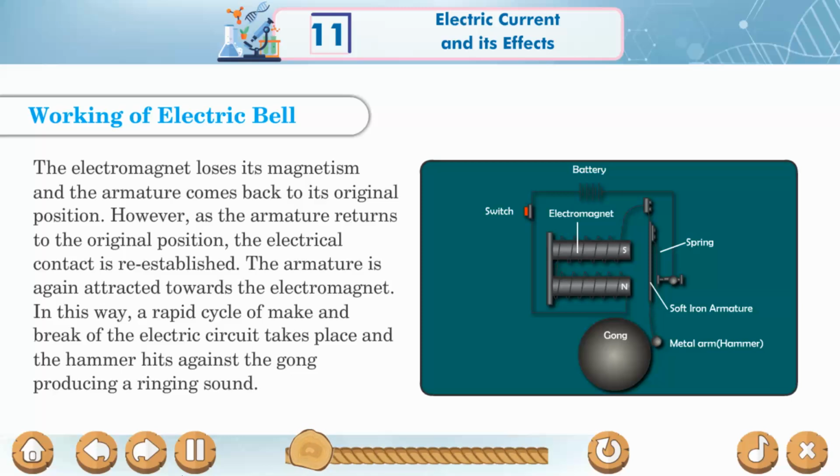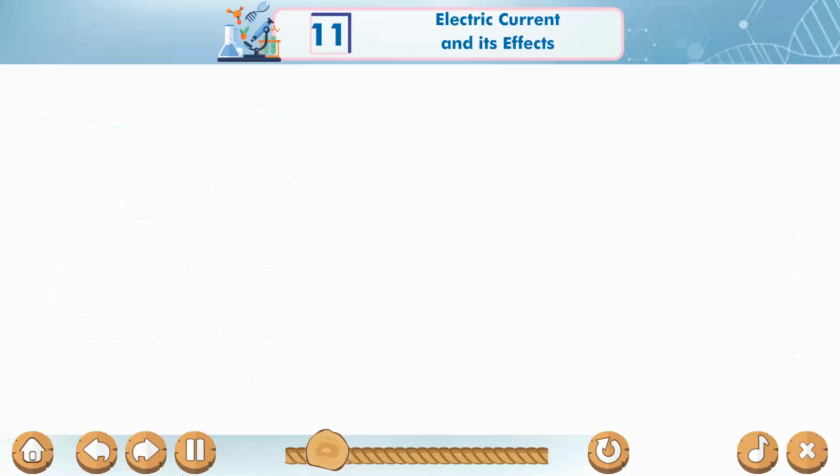However, as the armature returns to the original position, the electrical contact is re-established. The armature is again attracted towards the electromagnet. In this way, a rapid cycle of make and break of the electric circuit takes place and the hammer hits against the gong, producing a ringing sound.